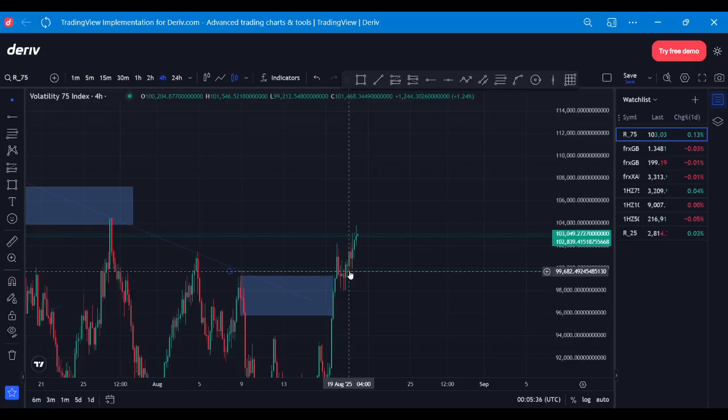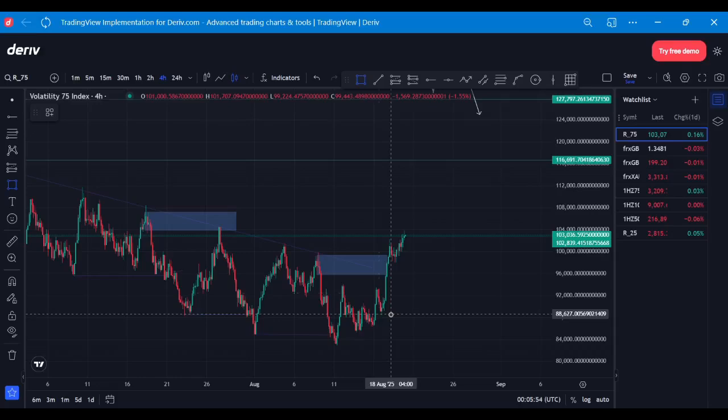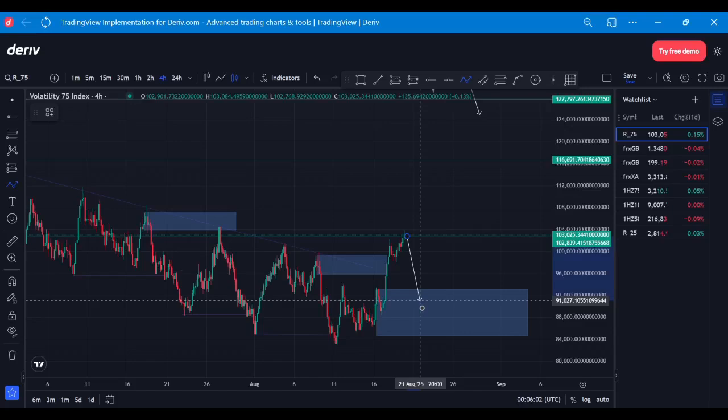So as we are saying now in VIX 75, we have a change of character, and we are expecting price, now that it changed character, to come down to this supply level like this. We're expecting price to do something like this: come down and respect it here, then go up to break this structure to the upside. Come down again, go up, and like that, like that.